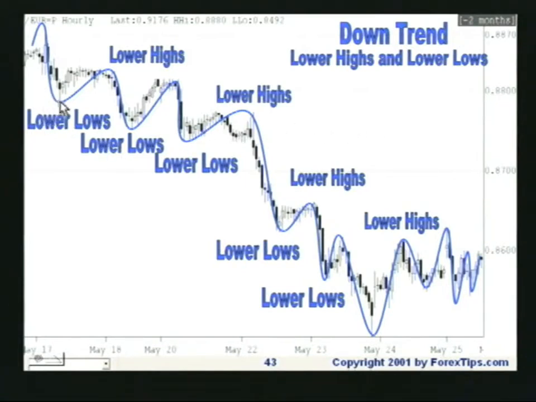Look at this, how the market moves. It creates a low and then it creates a high. Then it creates a new lower low, then a new lower high. This high is lower than the previous high. This low is lower than the previous low. This high is lower than the previous highs. It's making lower lows and lower highs.